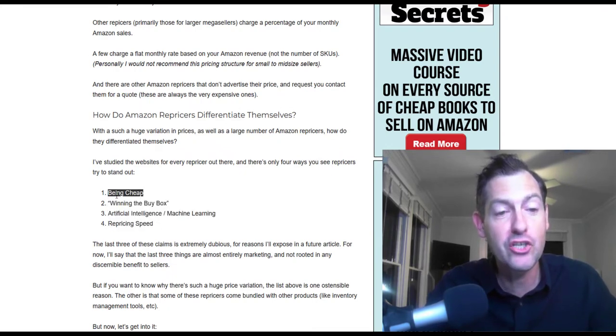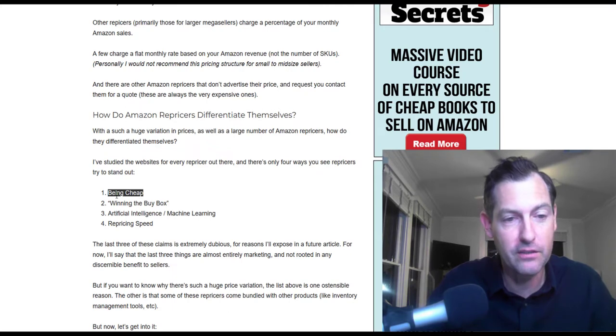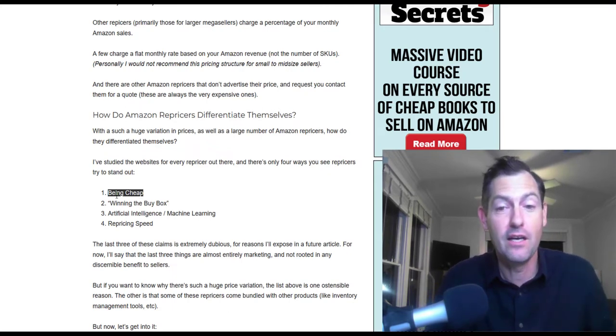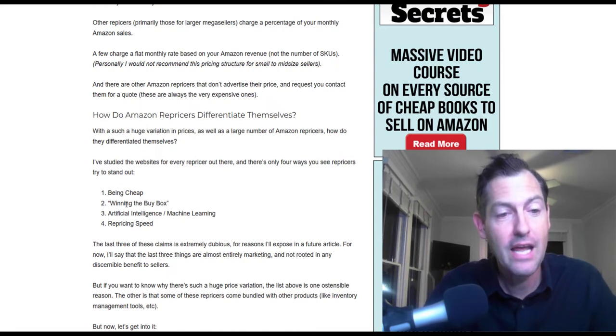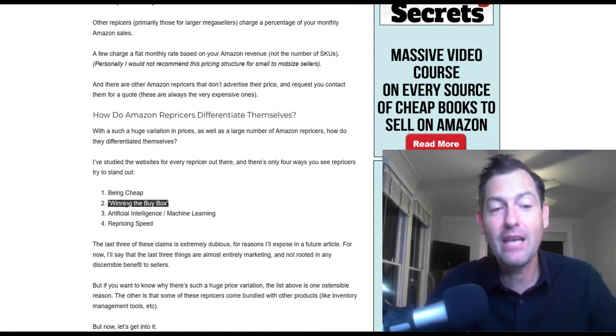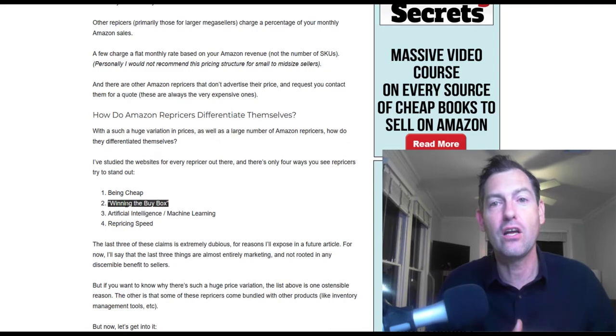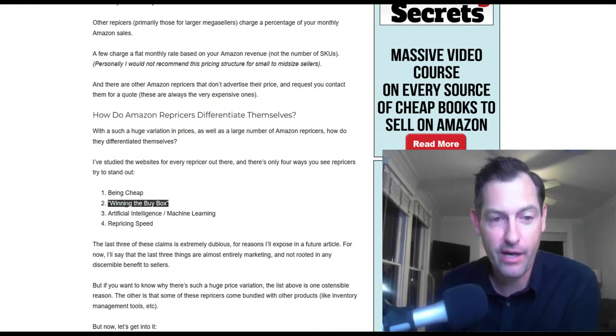The first one is being cheap or cheaper or cheapest, which I'm fine with, right? That's a completely objective calculation. So that one's fine. That one's legit. The second one is almost all of them, I would say of the 35, somewhere in that range, 25 to 30 of them, claim they will win you the buy box more than any other repricer.